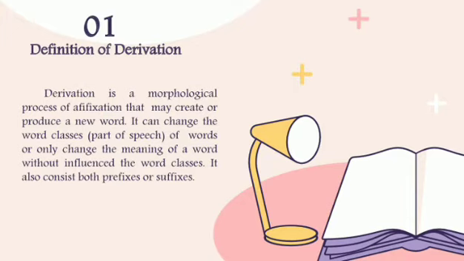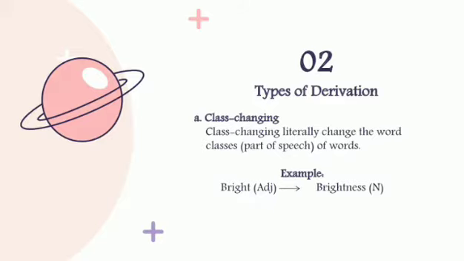Okay, the first topic, definition of derivation. Derivation is a morphological process of affixation that may create or produce a new word. Derivation can change the word classes or the part of speech of a word, and also can change the meaning of a word without influencing the word class. It consists of both prefixes and suffixes.